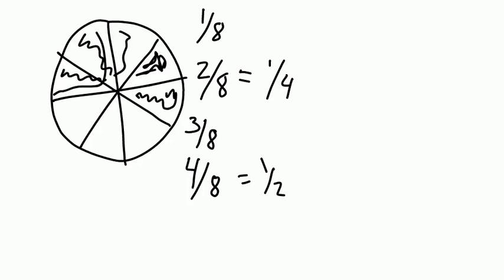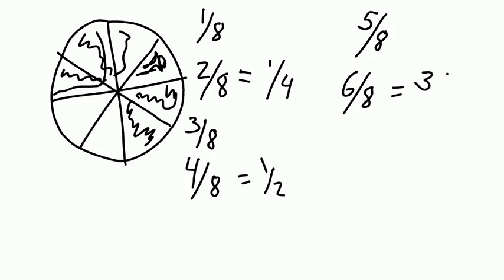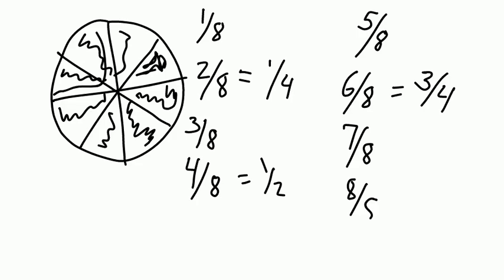If you have another slice, that gives you 5 out of 8. If you take slice number 6, it's also equal to 3/4. You have another slice, that's 7 out of 8. And then if you ate the last slice, you had 8 out of 8 pieces, which equals 1.